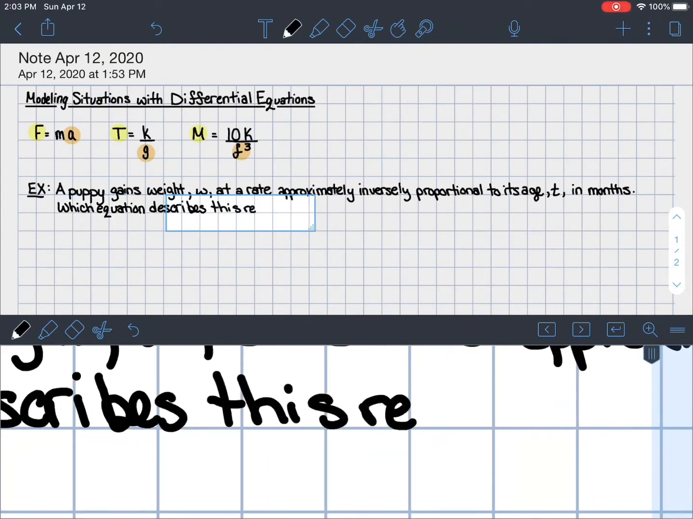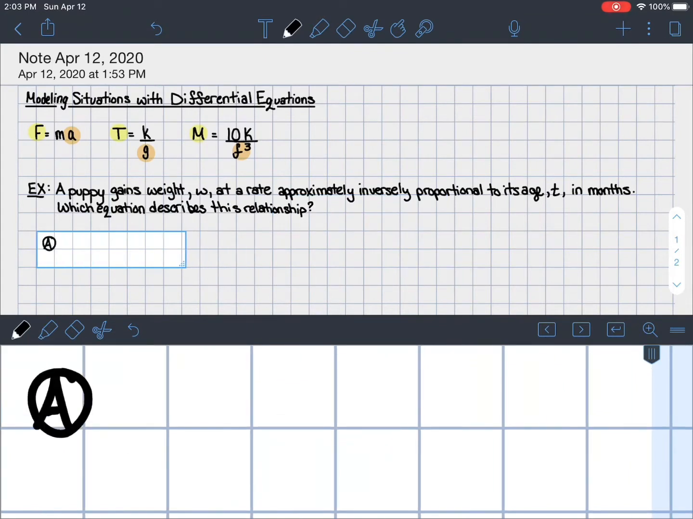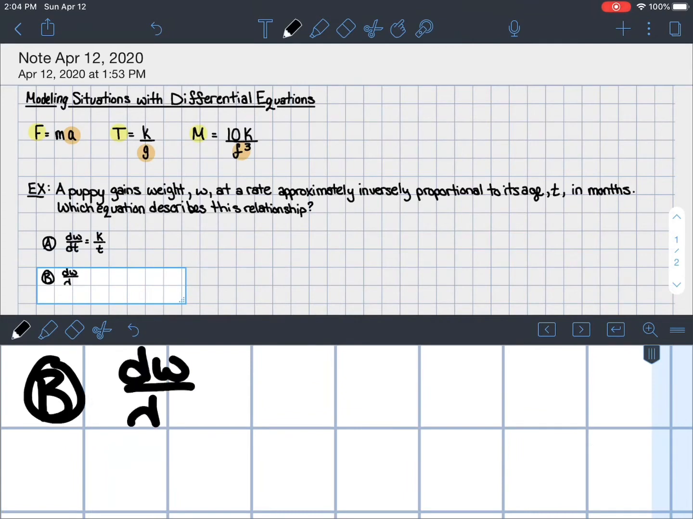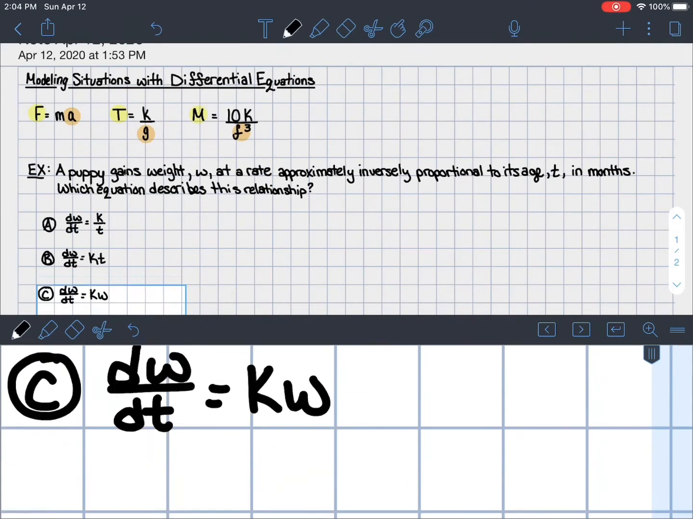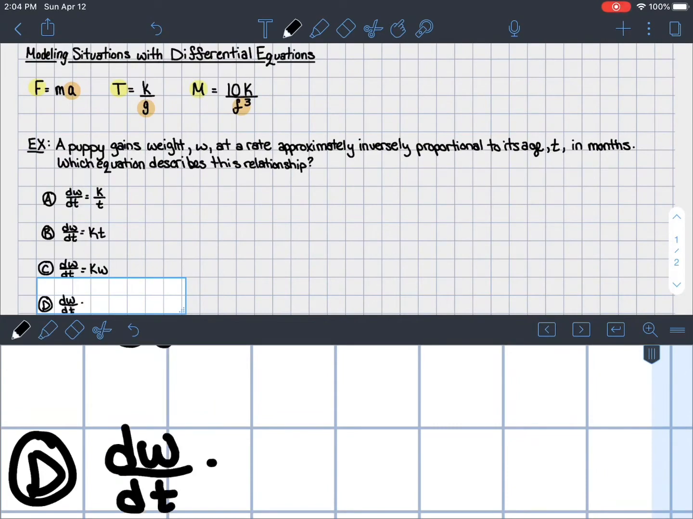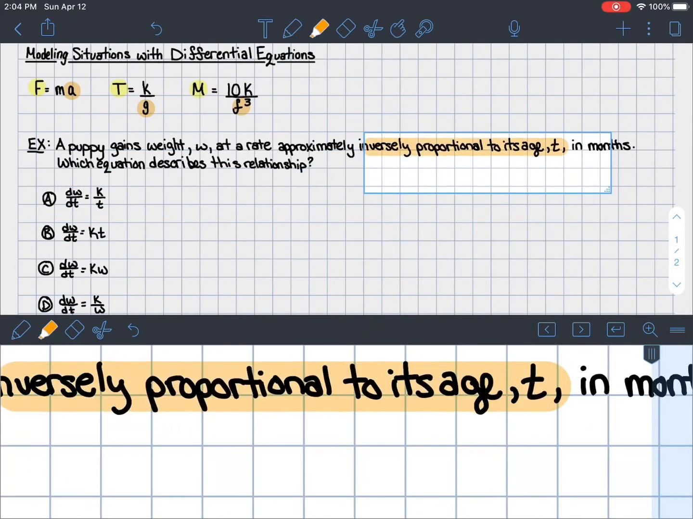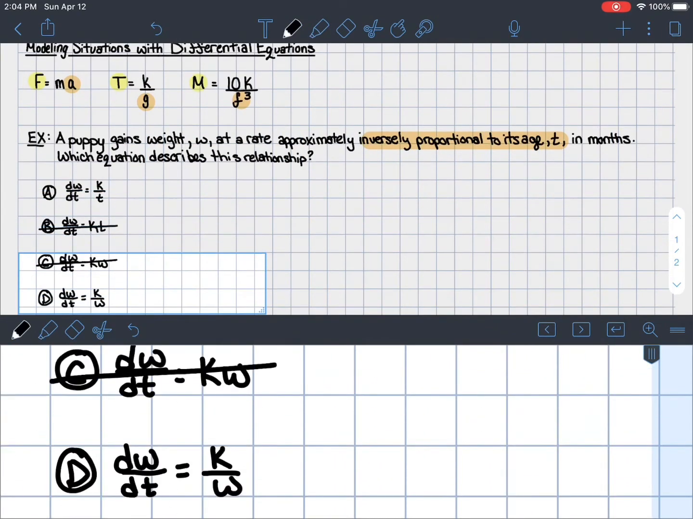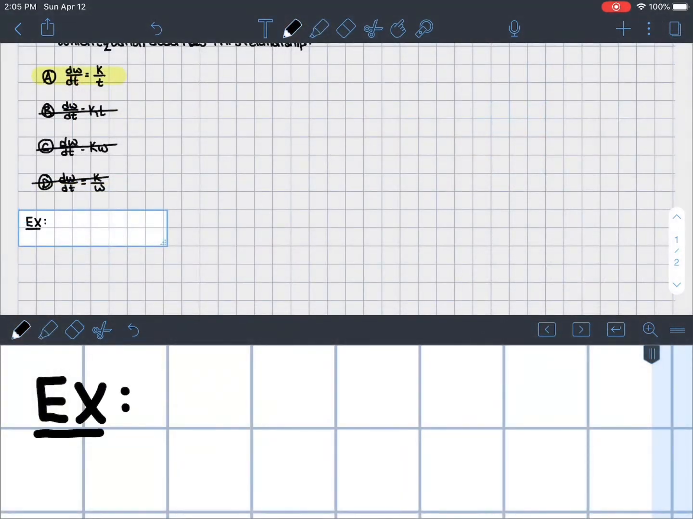And so when we see the upcoming possibilities, we're first going to check, and every single one of them is going to start with dW/dt. So that'll be good, but it also means we can't throw any of them out for that reason. It's inversely proportional, so we are looking for not a product but a quotient, and it's inversely proportional to T, which means we're looking for A.